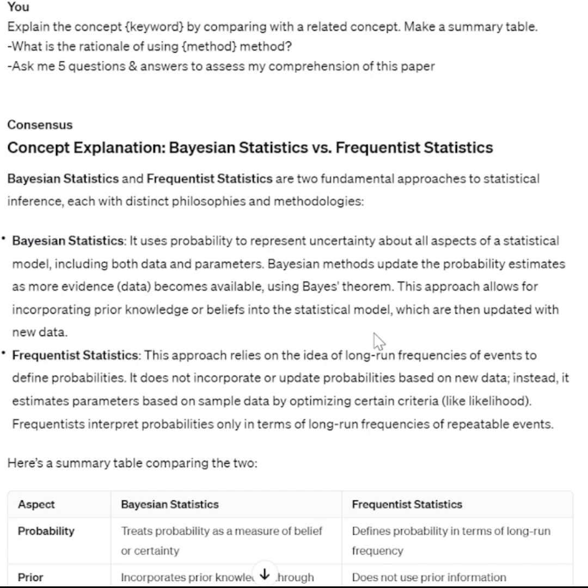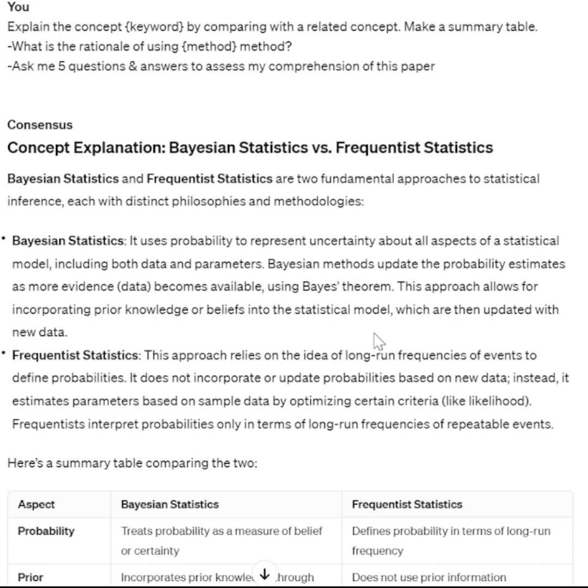Concept explanation: Bayesian statistics versus frequentist statistics. Bayesian statistics and frequentist statistics are two fundamental approaches to statistical inference, each with distinct philosophies and methodologies. Bayesian statistics uses probability to represent uncertainty about all aspects of a statistical model, including both data and parameters. Bayesian methods update the probability estimates as more evidence, data, becomes available, using Bayes' theorem. This approach allows for incorporating prior knowledge or beliefs into the statistical model, which are then updated with new data.